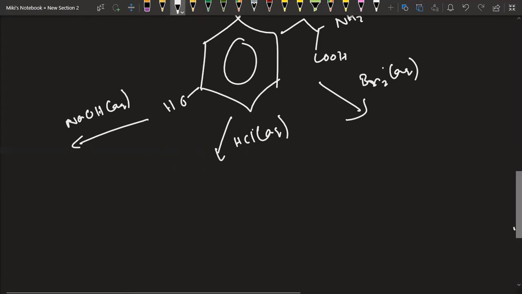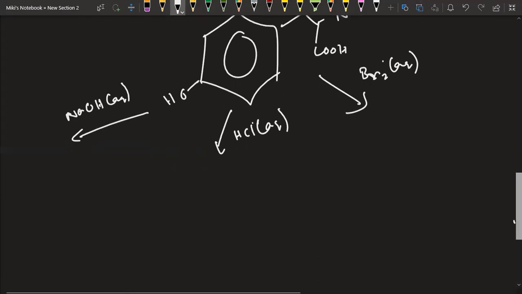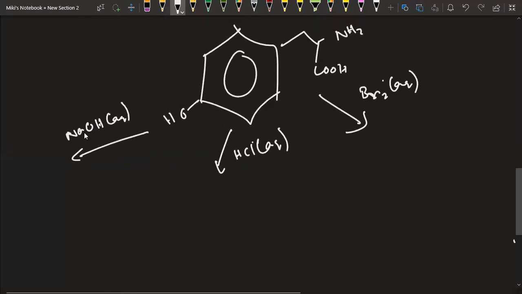Now see, in the first part we added sodium hydroxide. And we know sodium hydroxide reacts with acid, because it is basic. Now, which portion here is acidic? Obviously, the carboxylic acid is acidic. But the amine is what? This is an alkylamine. Remember, this is not a phenylamine, this is an alkylamine.